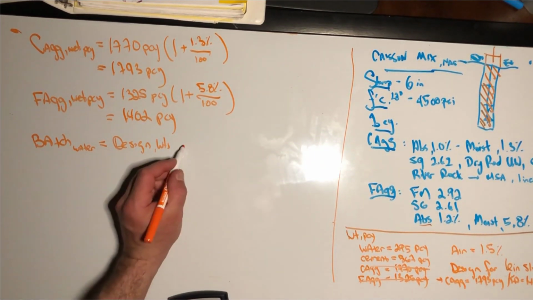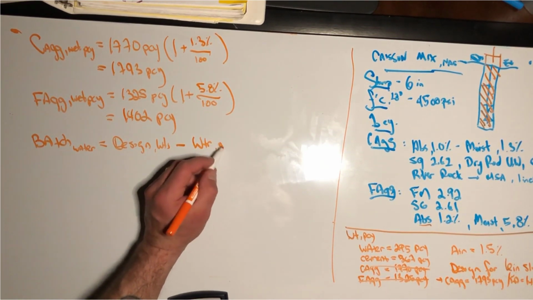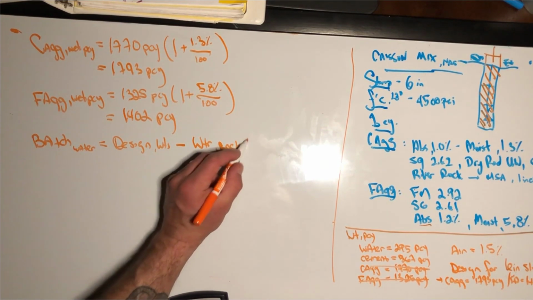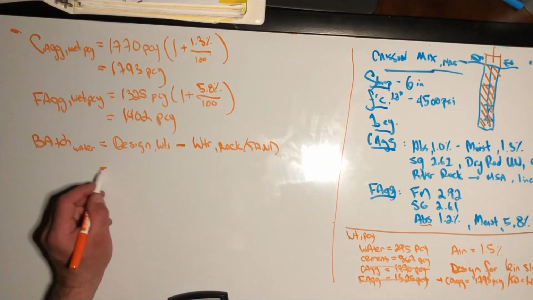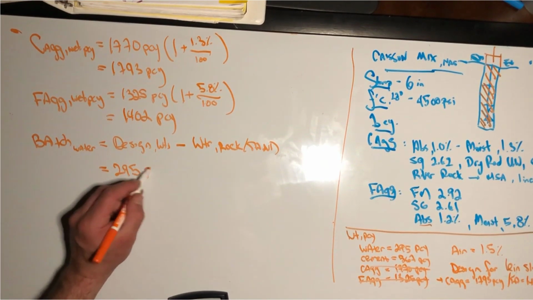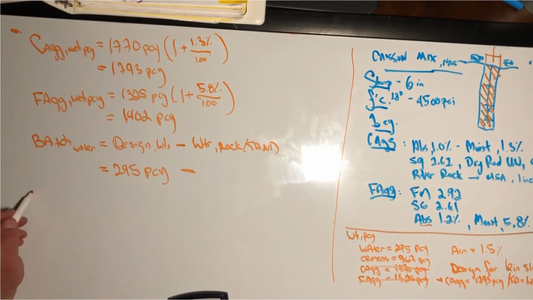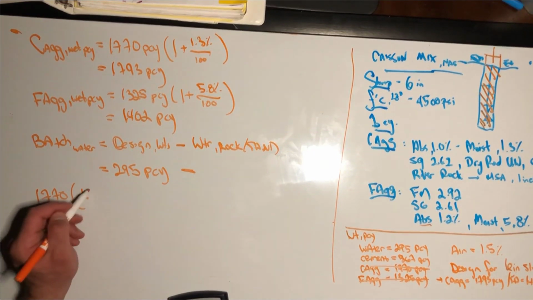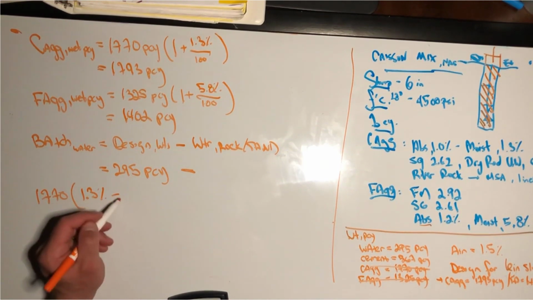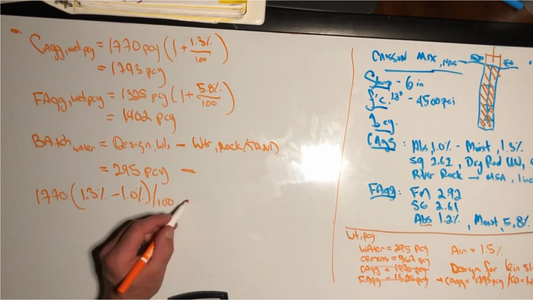So with that, we've got to subtract our water from our rock and sand. So let's go ahead and do that. That's going to equal 295 pounds per cubic yard minus, and the first thing I'm going to do is my coarse aggregate. So I take my 770 times my moisture, which was 1.3%, minus my absorption, which was 1.0%, and of course all of that divided by 100.